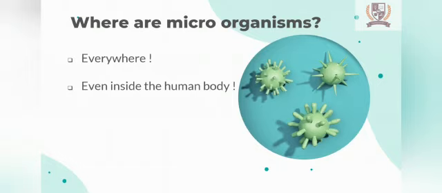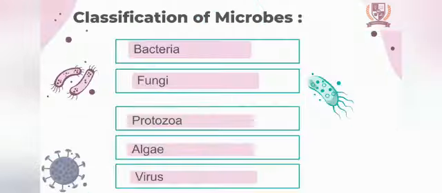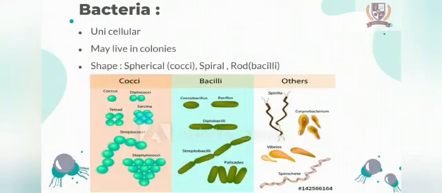So now let's look at the classification of microorganisms. Microbes are classified into 5 major groups. These are bacteria, fungi, protozoa, algae, and virus. Since each one of these groups shows specific characteristics, let's now study each one in detail. So dear students, first up, let's discuss bacteria.